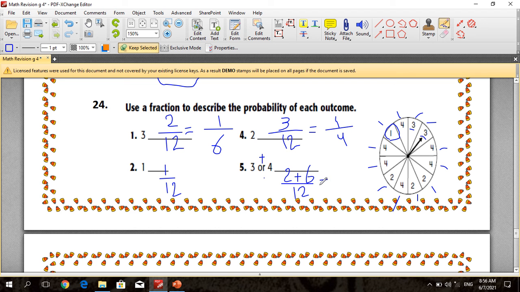6 plus 2 equals what? 8. So that would be 8 over 12. Okay? If you want to make it simpler, you can divide by 4. 8 divided by 4 is 2. 12 divided by 4 equals 3. Okay? If you don't want to, you can leave it as it is. Okay?